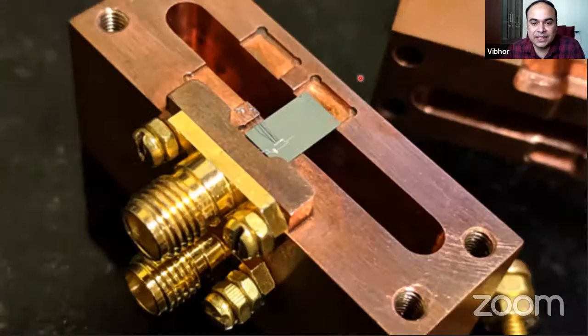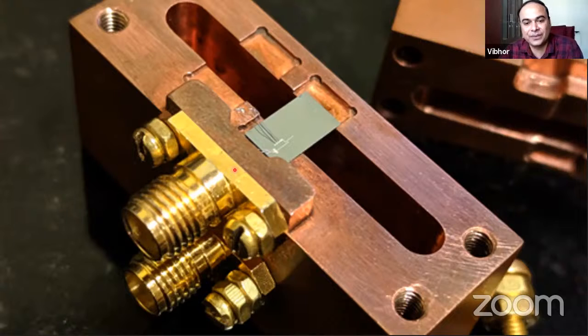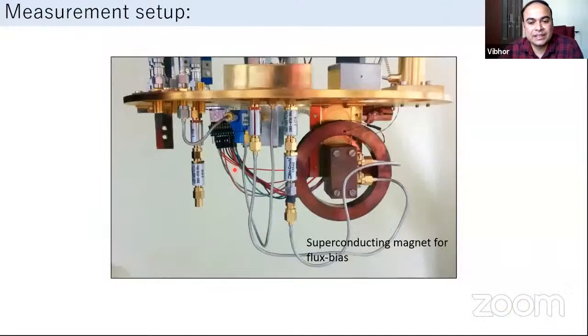Then this device sits inside a 3D microwave cavity. This is a copper 3D microwave cavity. And then we have input-output ports and an actuation port here. Okay. The entire cavity goes inside a dilution fridge, where we have a small magnet to apply a magnetic field and to flux bias such a device. And then this entire thing cools down to 10 millikelvin, okay, with the push of a button.